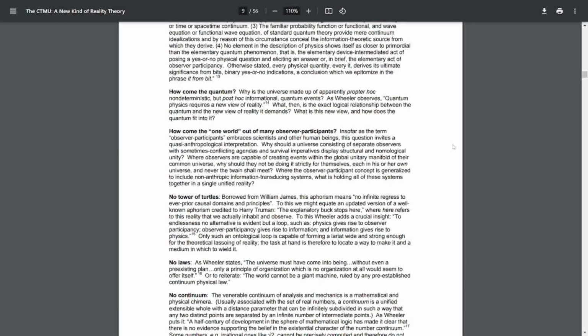How come the one world of the many observer participants? Insofar as the term observer participants embraces scientists and other human beings, this question invites a quasi-anthropological interpretation. Why should a universe consisting of separate observers with sometimes conflicting agendas and survival imperatives display structural and nomological unity, where observers are capable of creating events within a global unitary manifold of their common universe? Why should they not be doing it strictly for themselves, each in his or her own universe, and never the twain shall meet? Where the observer participant concept is generalized to include non-anthropic, information transducing systems, what is holding all these systems together in a single unified way?